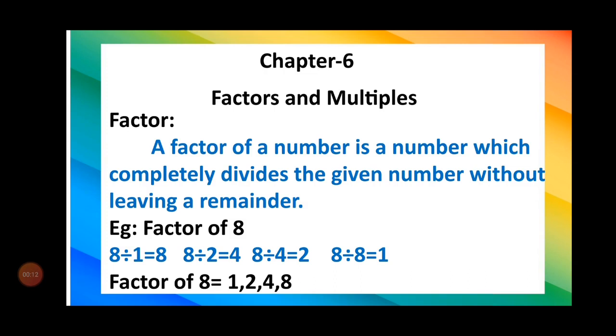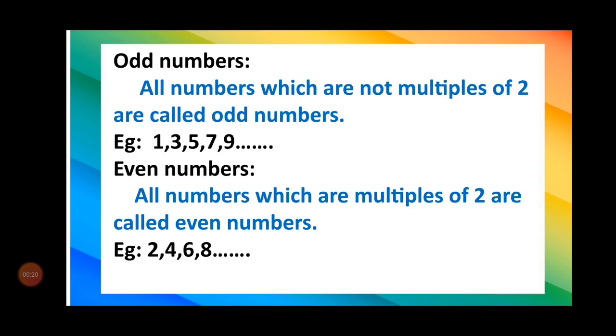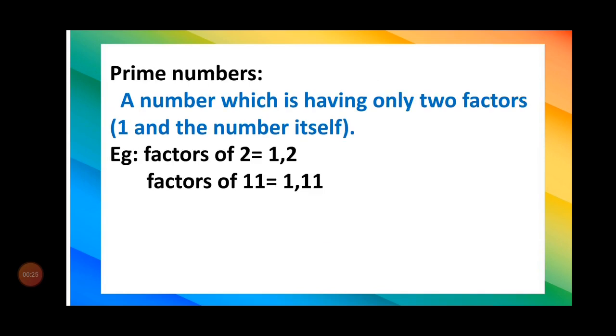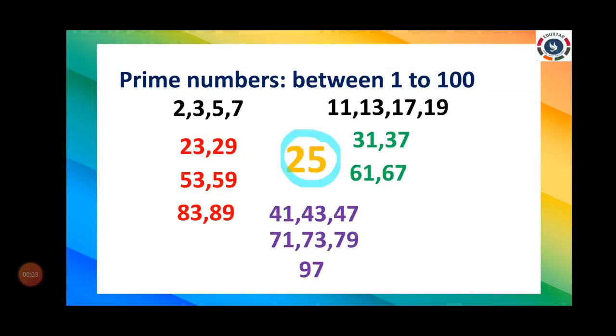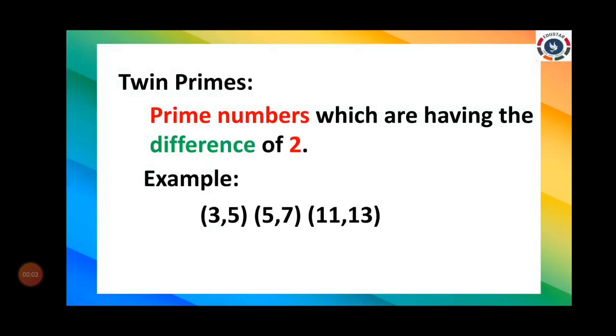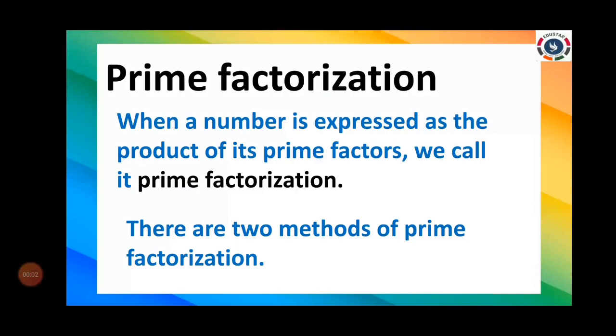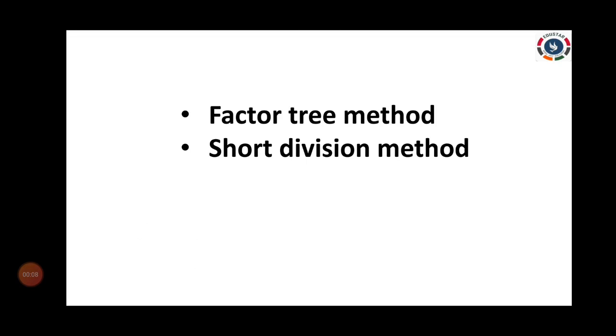Chapter number 6, Factors and Multiples. Factors, multiple, odd numbers, even numbers, prime numbers between 1 to 100, composite numbers, twin primes, co-prime numbers, prime factorization, factor tree method, short division method.